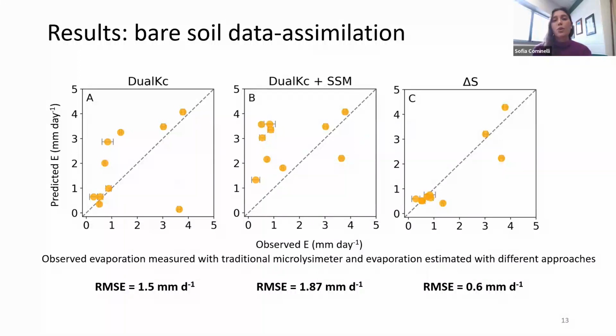Now I would like to share with you the results for the bare soil experiment that was conducted last summer. So if we look at the one-to-one lines, we can see that the better performance is provided by the changing storage approach. Here we didn't assimilate the canopy cover because we didn't have any canopy effect.